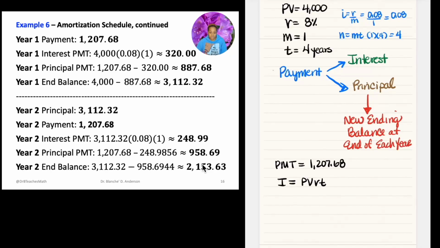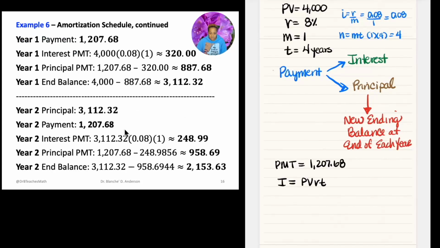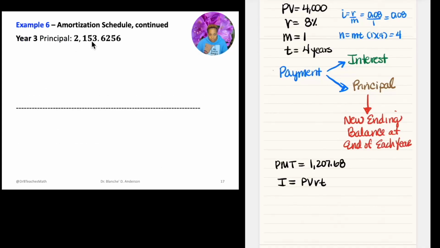Okay, now let's go to year 3. This is going to be my starting value for year 3. Okay, 2,153. Now, I kept all the decimal places. When you enter your answers, you can round. But as you're going through the schedule, to limit the rounding error, keep as many decimal places as you can. I try to say 8. Just with the math, these are the decimal places that I had, okay? So, yeah. All right. That's my principal.